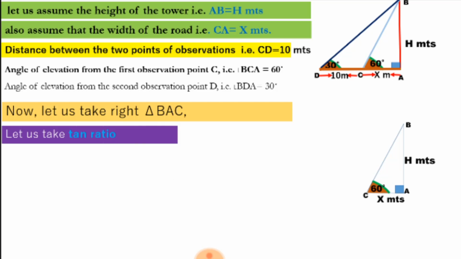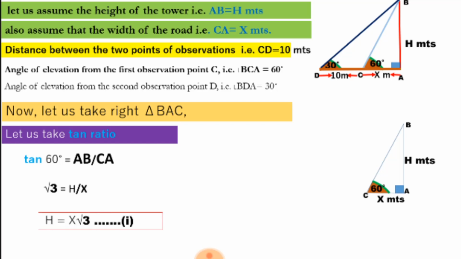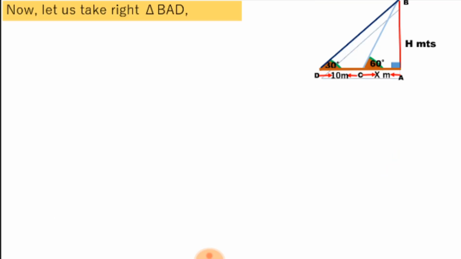Let us take the tan ratio. Tan 60 degrees equals AB by CA, and if we substitute the corresponding values, we get root 3 equals h by x. Now h equals x into root 3 by simplifying. Let us take this as equation 1. Now let us go for the second right triangle, that is right angle triangle BAD.